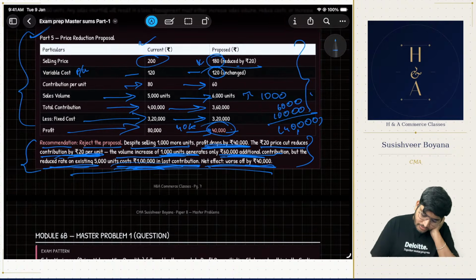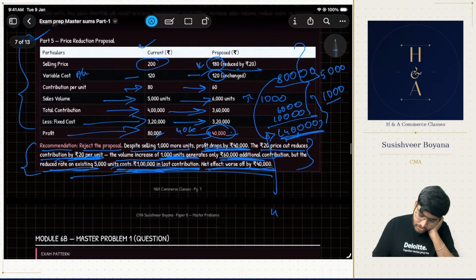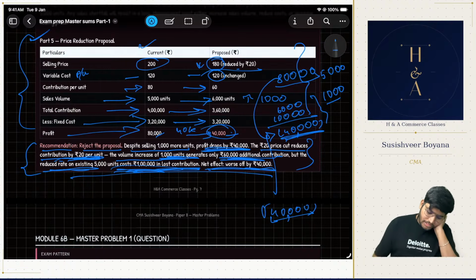But this is only for the additional 1,000 units we're talking about. For the rest of the 5,000 units, I already know I'm generating a profit of 80K. So this 80K being netted off with the 1,000 additional units generating a loss of 40 is going to reduce my overall profit to 40,000, right? So it is very important to write down the recommendation at the end.